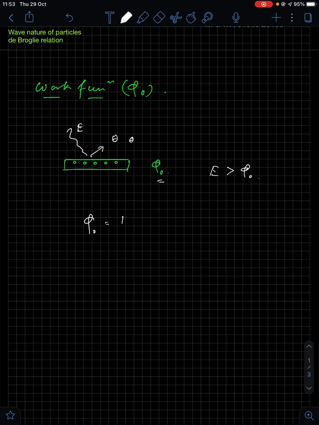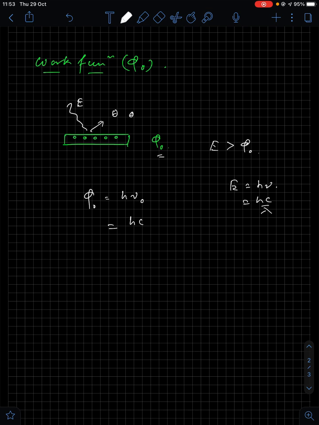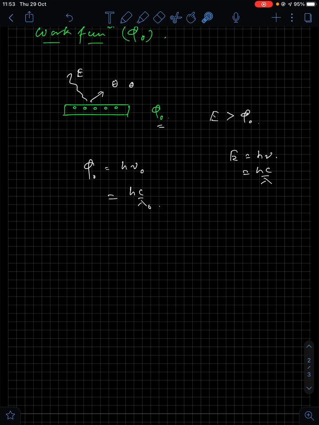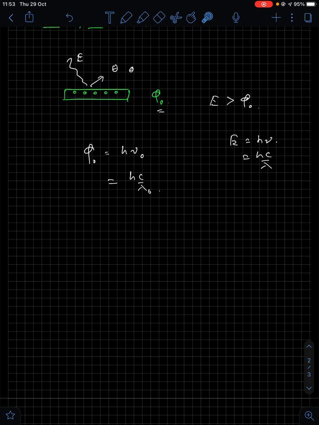So phi naught is h nu naught, just like you had E equals h nu and that you had hc by lambda. So here also you have h nu naught and hc by lambda naught, where nu naught will be the threshold frequency and lambda naught will be the threshold wavelength. Okay, we'll see what are they. Here nu was the frequency of the incident light and lambda was the wavelength of the incident light.